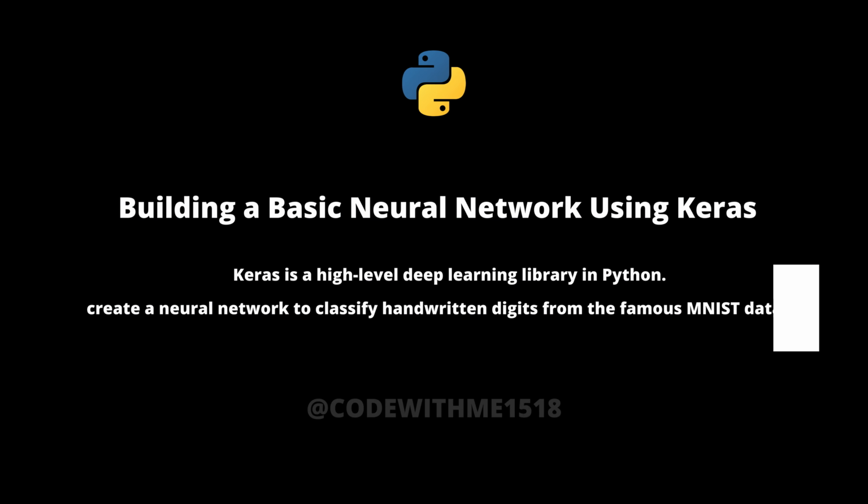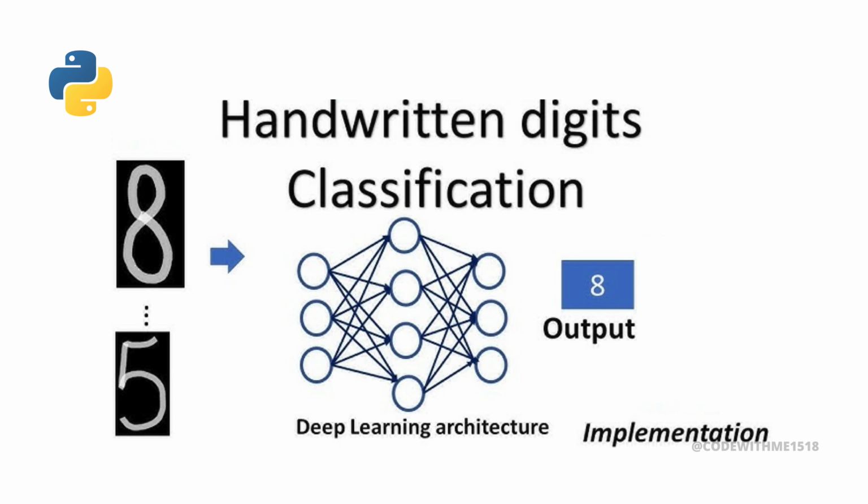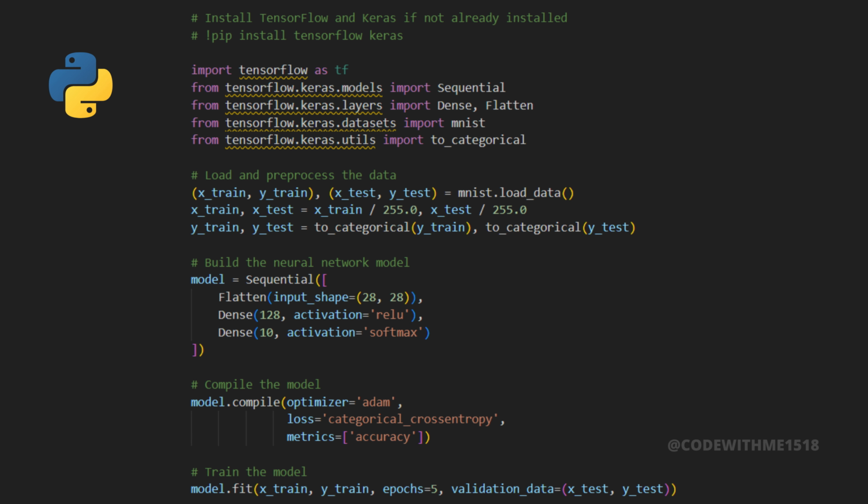Now, let's get hands-on and build a simple neural network using Keras, a high-level deep learning library in Python. We'll create a neural network to classify handwritten digits from the famous MNIST dataset. First, let's install and import the necessary libraries.